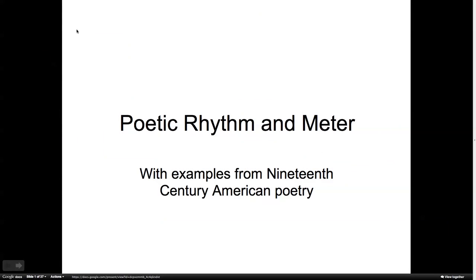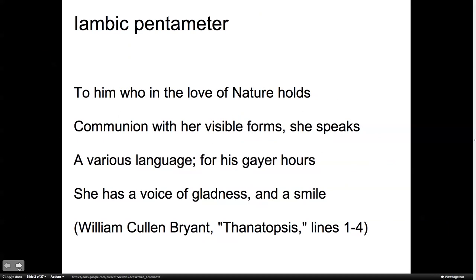I'm going to be looking at examples of poetic rhythm and meter from 19th century American poetry. The meter you're probably most familiar with is iambic pentameter, which was used extensively by Shakespeare and many other of the most well-known English language poets. One example of iambic pentameter that we've seen this semester comes from William Cullen Bryant's Thanatopsis.